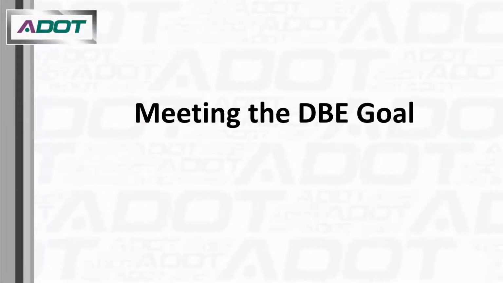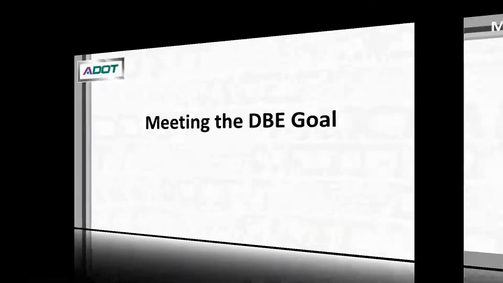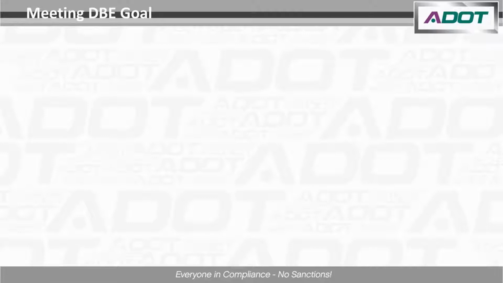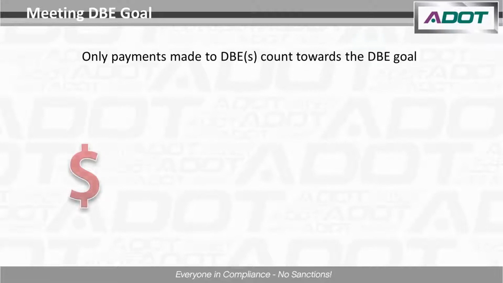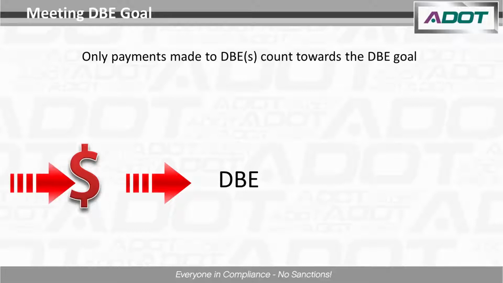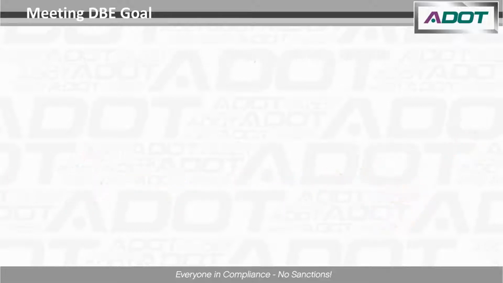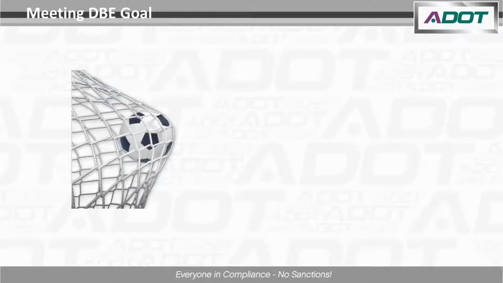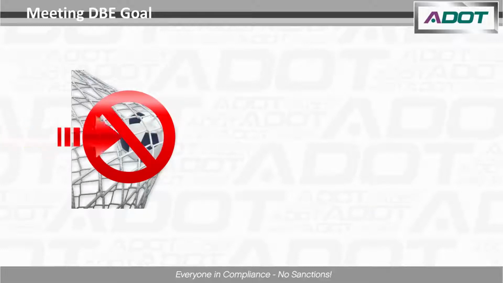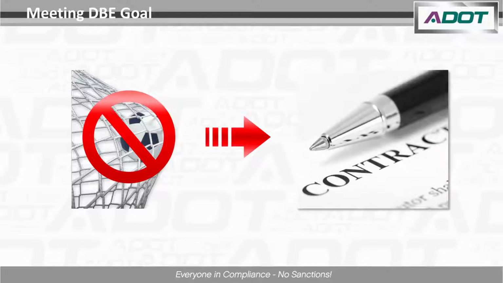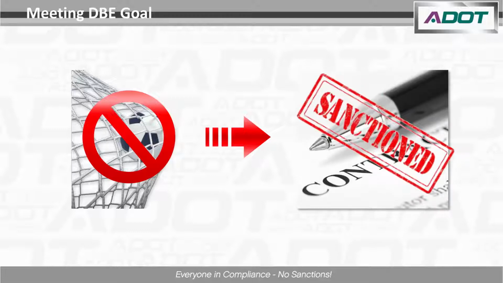Last but certainly not least, let's touch on meeting the DBE goal. Please keep in mind that only work performed by DBEs and monies paid to DBEs for work performed count towards the DBE goal. To avoid those irritating sanctions, continually monitor the contract throughout its lifespan to ensure that the DBE goal will be met.